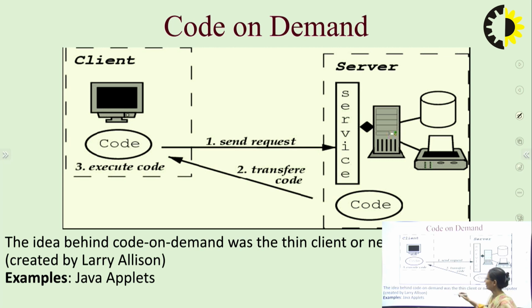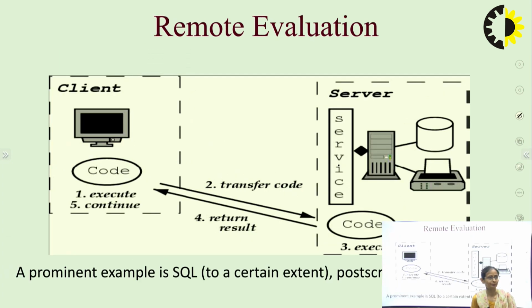The client sends the request to the server, to the service. Now the server has the code and it will transfer the code to the client machine. The client will execute the code and get the result. For example, your Java applets fall under the category of code on demand evaluation.